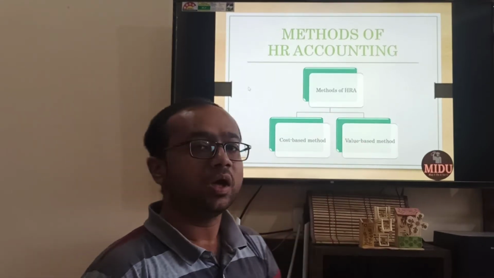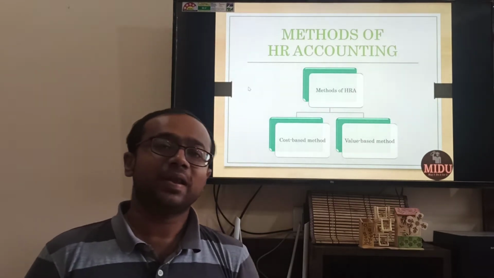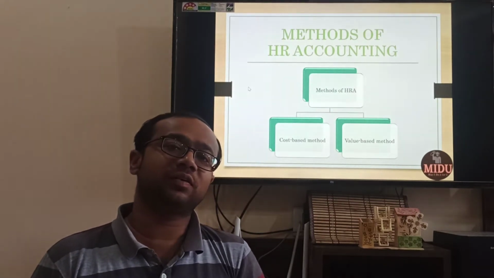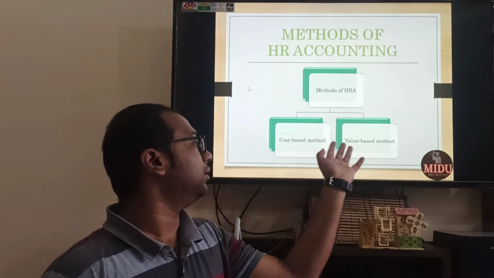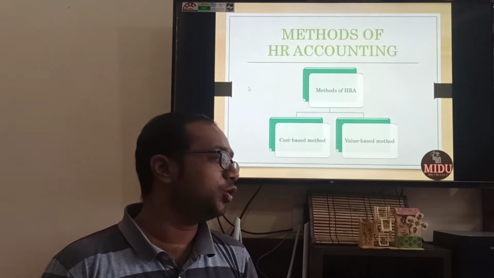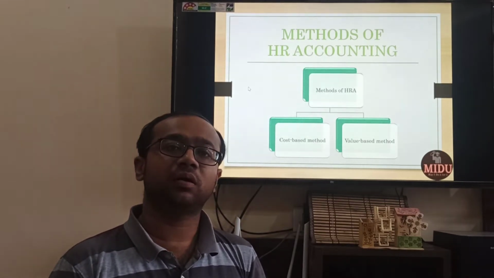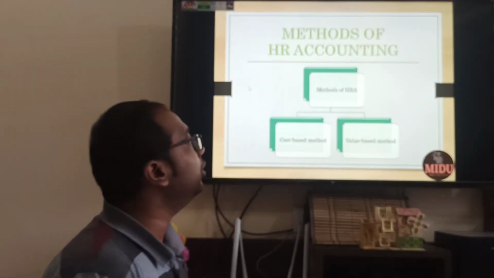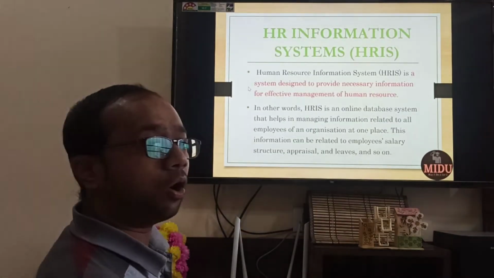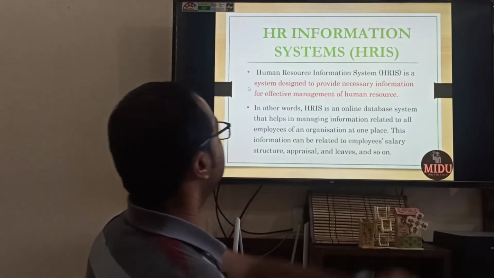Second is value. Instead of cost, we see the overall value that the person is generating. Many times it is not necessarily sales numbers that come into this method. He might be generating some other value, an overall skill set, overall influence that the employee is bringing. All that happens in the value based method. Now let us come to the third part, which is HR information systems, HRIS.